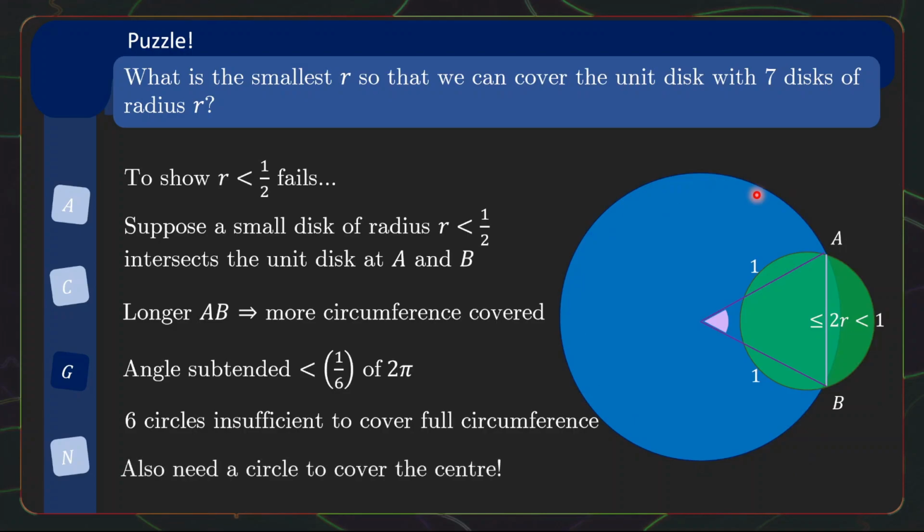But at the same time, we also need a circle to cover the center. And notice that any circle with radius less than half cannot reach the circumference and the center at the same time. Therefore, these two statements together show that we need more than 7 circles in order to cover the unit disk.